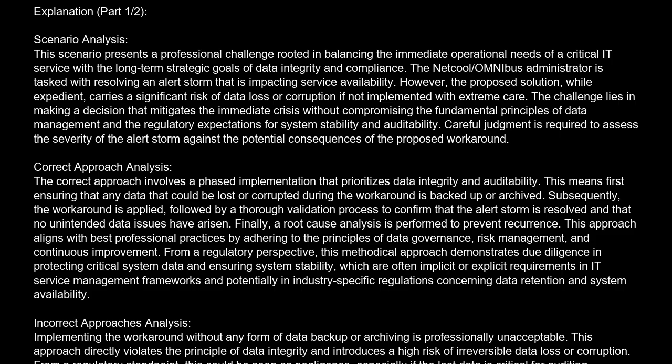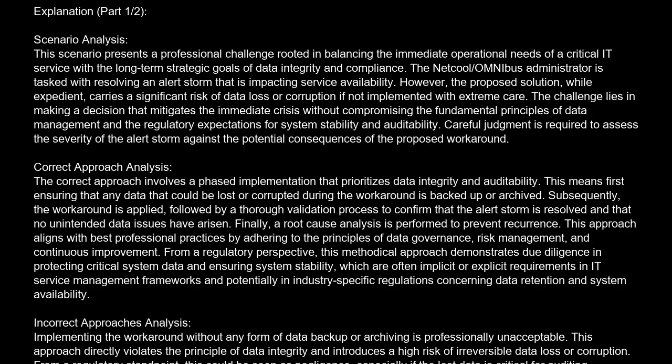Correct approach analysis. The correct approach involves a phased implementation that prioritizes data integrity and auditability. This means first ensuring that any data that could be lost or corrupted during the workaround is backed up or archived. Subsequently, the workaround is applied, followed by a thorough validation process to confirm that the alert storm is resolved and that no unintended data issues have arisen. Finally, a root cause analysis is performed to prevent recurrence. This approach aligns with best professional practices by adhering to the principles of data governance, risk management, and continuous improvement.